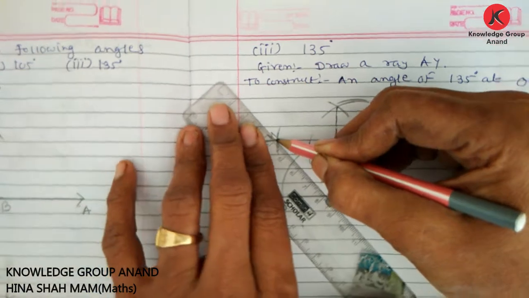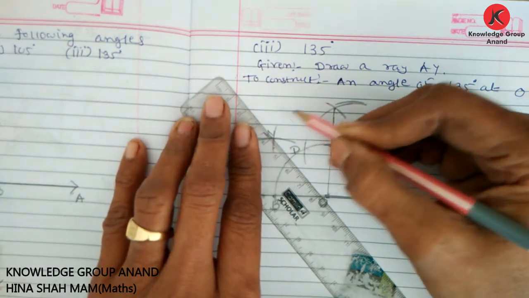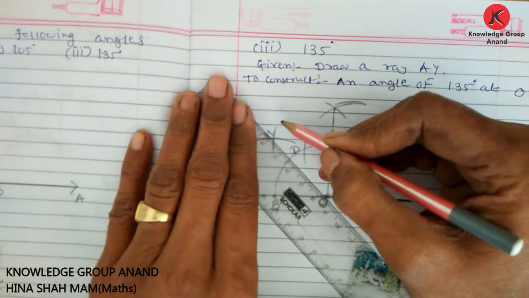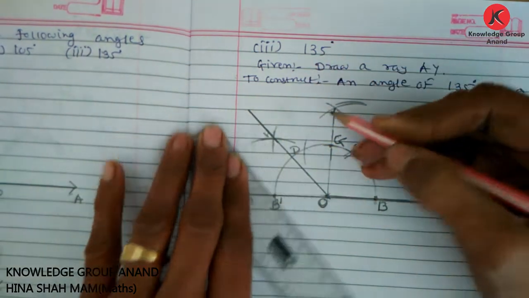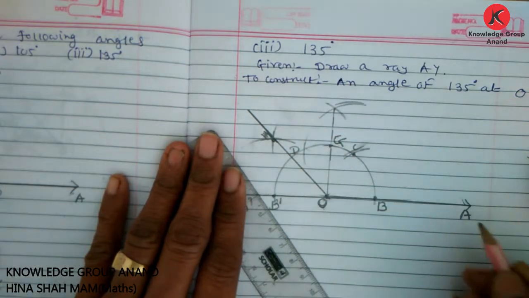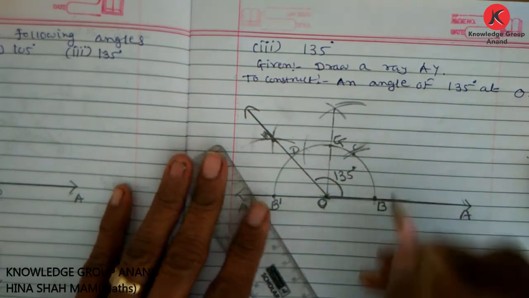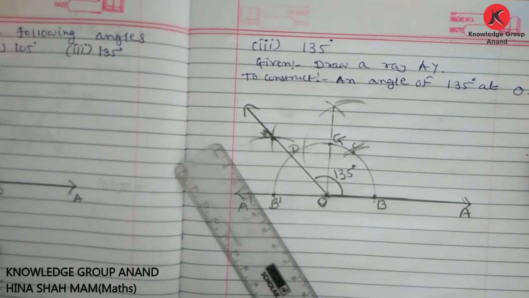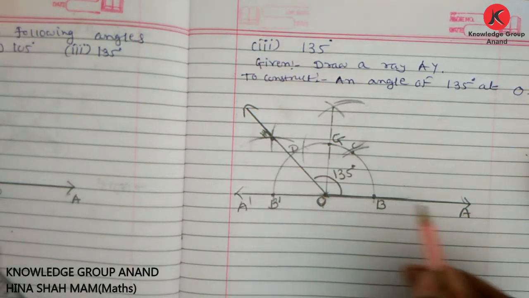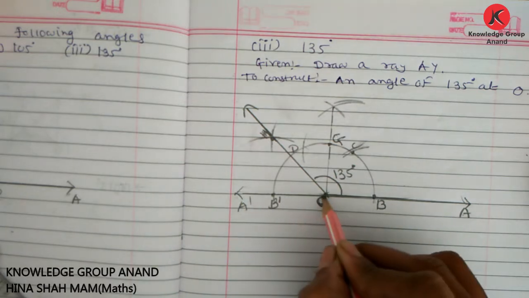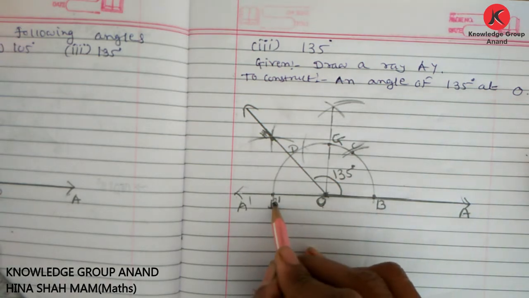Angle HOA is equal to 135 degrees. First we draw ray OA, produce OA dash, with O as center, and draw a circle which intersects OA at B and OA dash at B dash.